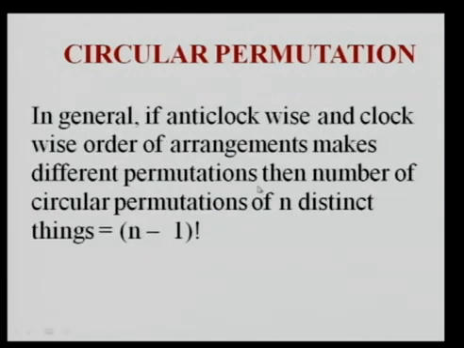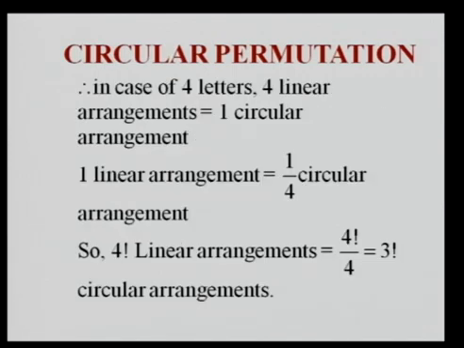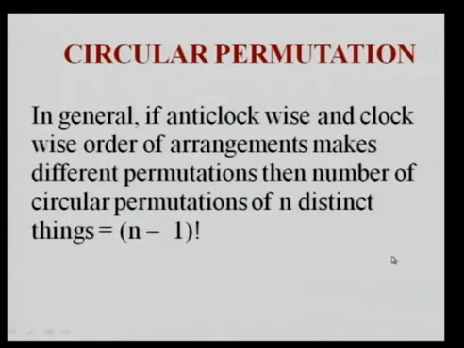Suppose we have n things, and anti-clockwise and clockwise order of arrangements make different permutations. We are taking into account that anti-clockwise and clockwise are both different arrangements. Then the number of circular permutations of n things is equal to factorial n minus 1. In the previous case, n was 4, so 4 minus 1 is 3, factorial 3. This is the general formula.